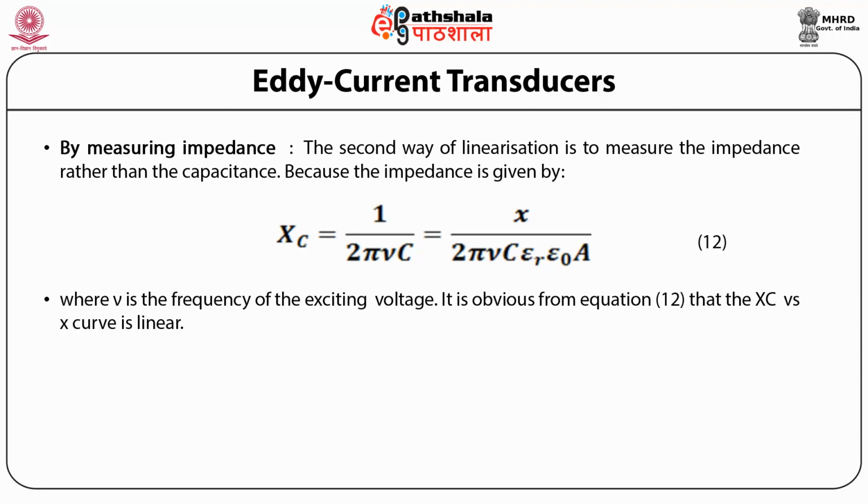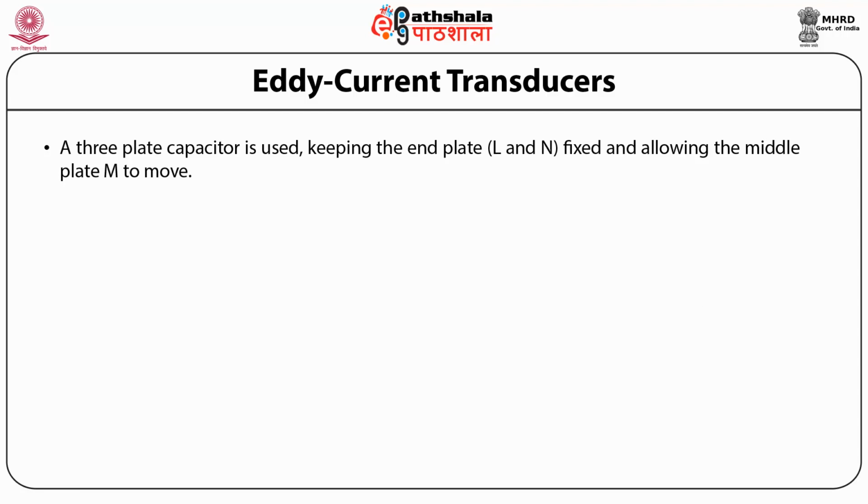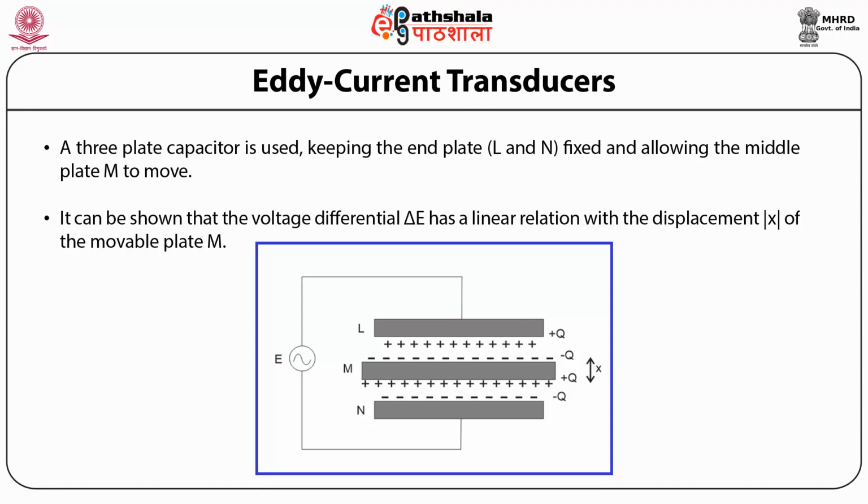So the third technique is by having a differential arrangement to produce the linear transfer characteristic. That is, here we are considering a differential arrangement of the capacitors. So a 3-plate capacitor is used over here, keeping the end plates L and N fixed, and allowing the middle plate M to move. It can be shown that the voltage differential delta E has a linear relationship with the displacement X of the movable plate M.